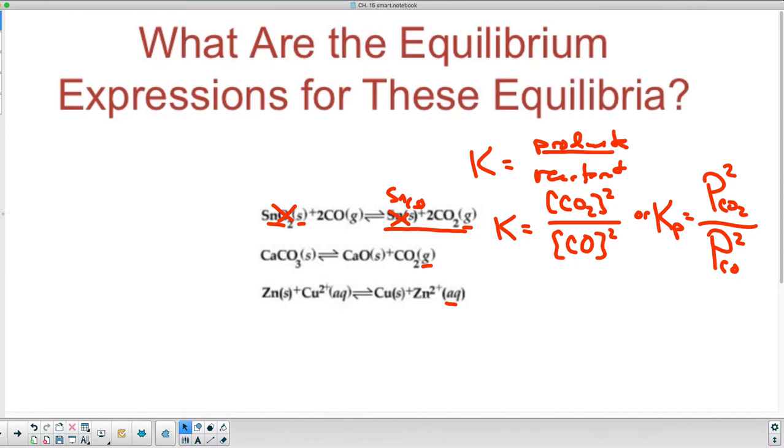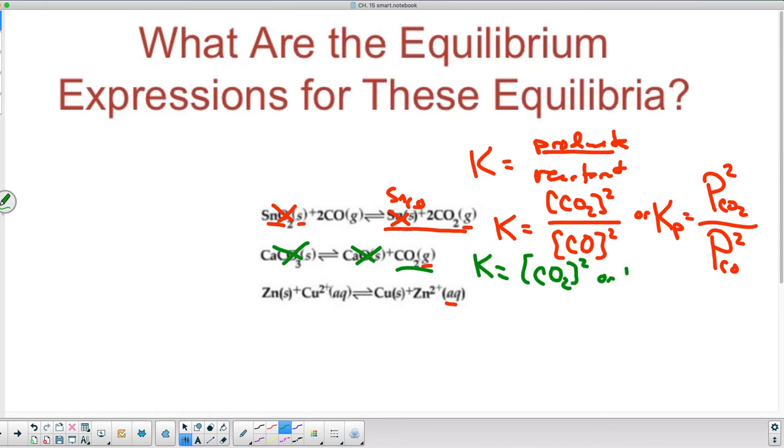Now I'm going to do the next one in green. Notice that we have two solids here, which means you cannot include those in your equilibrium expression because they have concentrations of 1. So all I have is this one here in the products, which means there's nothing on the bottom because our one reactant is a solid and does not get considered. So this would be the concentration of CO2 squared. Or I could do Kp, which equals the pressure of CO2 squared. And that's it.